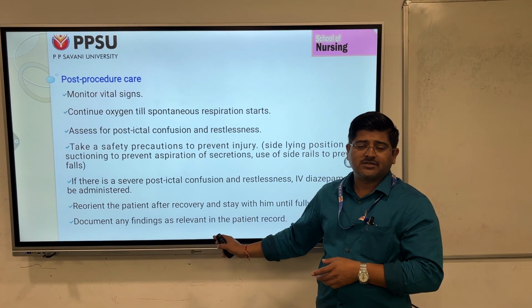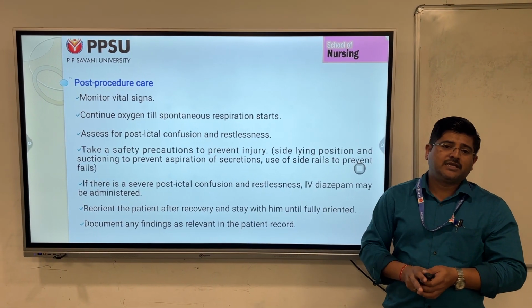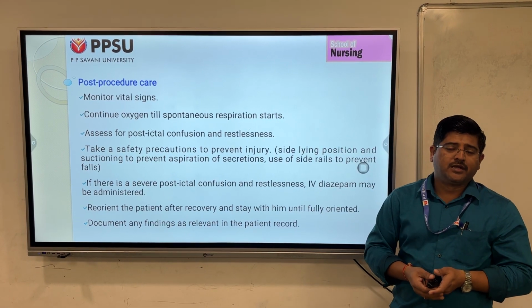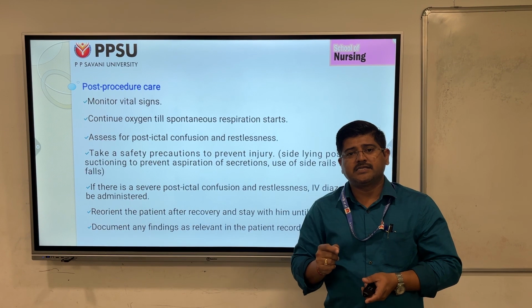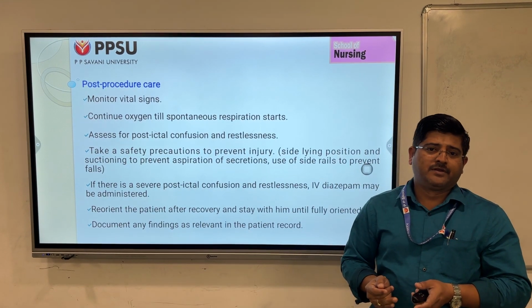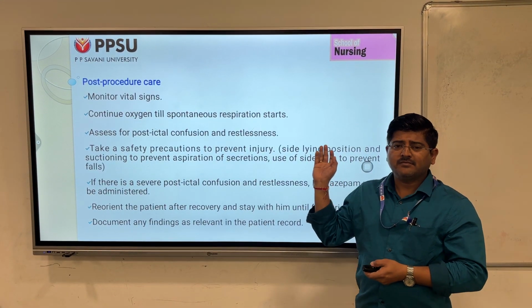And once you finish the procedure, the important thing in nursing is recording and reporting. So as a nurse, we need to record all the pre-ECT, intra-ECT and post-ECT. So this is all about the ECT.